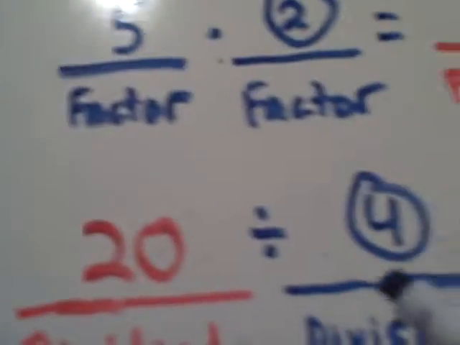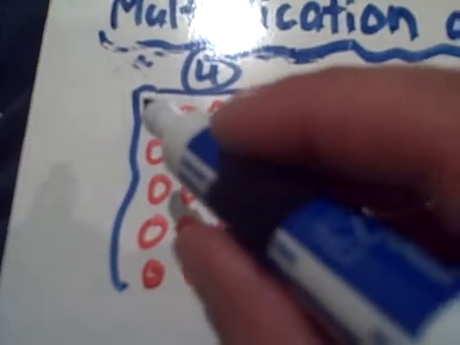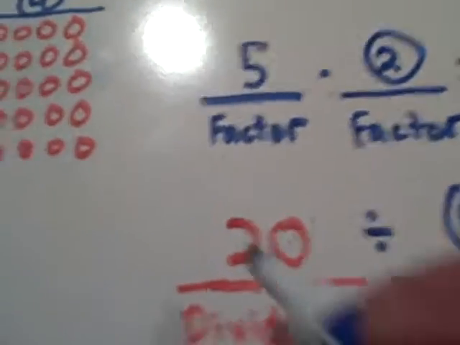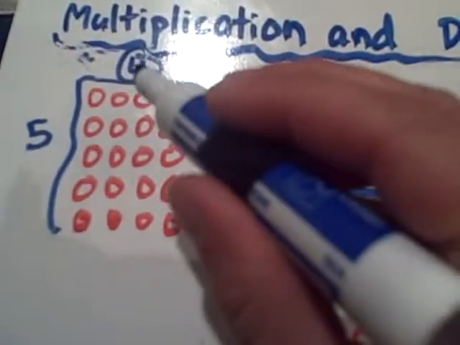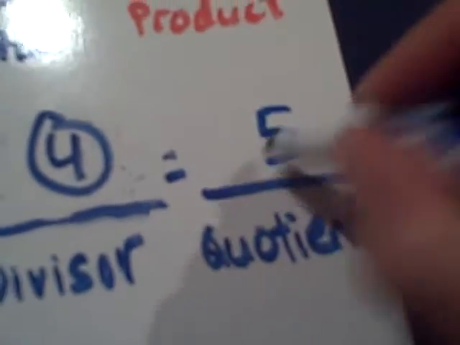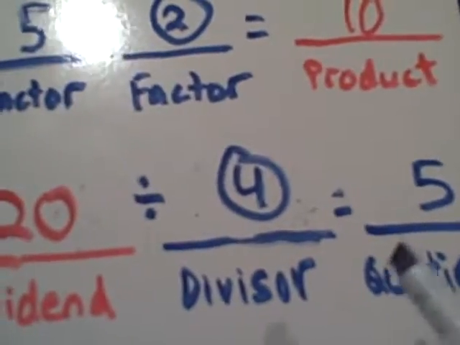The question is, how many groups did I make? I know I have 4 in each group, or 4 in each row. What's my answer for how many rows I have? Let's count them. 1, 2, 3, 4, 5. So the answer to this division problem is 20 divided by 4, 20 total, divided by groups or rows of 4, equals 5 total rows. 20 divided by 4 equals 5.